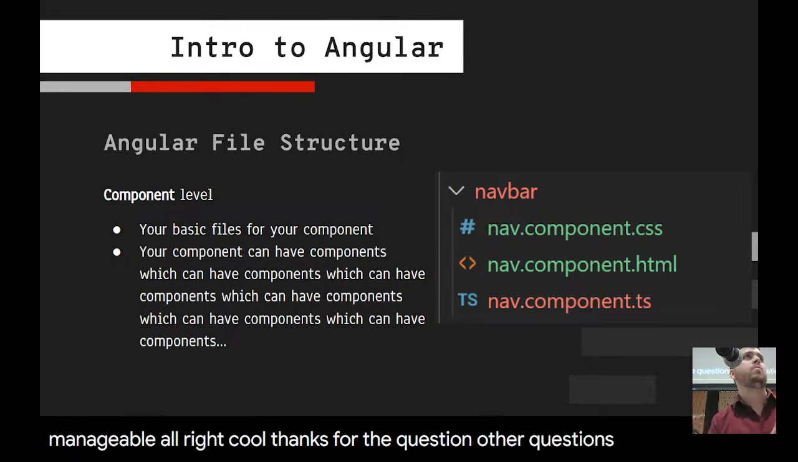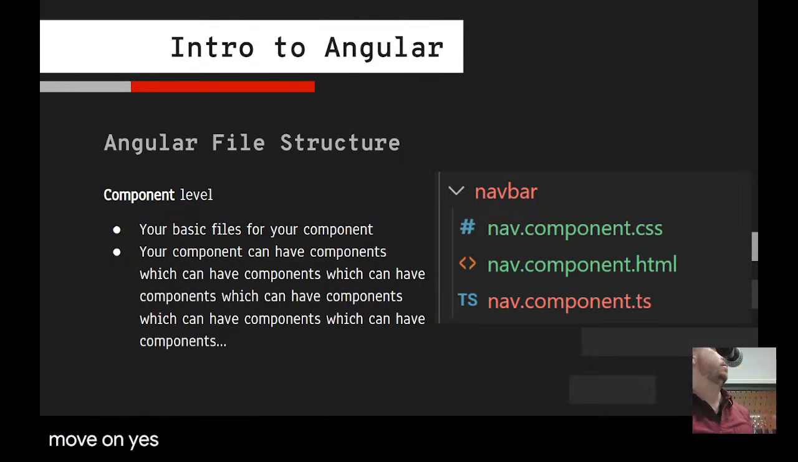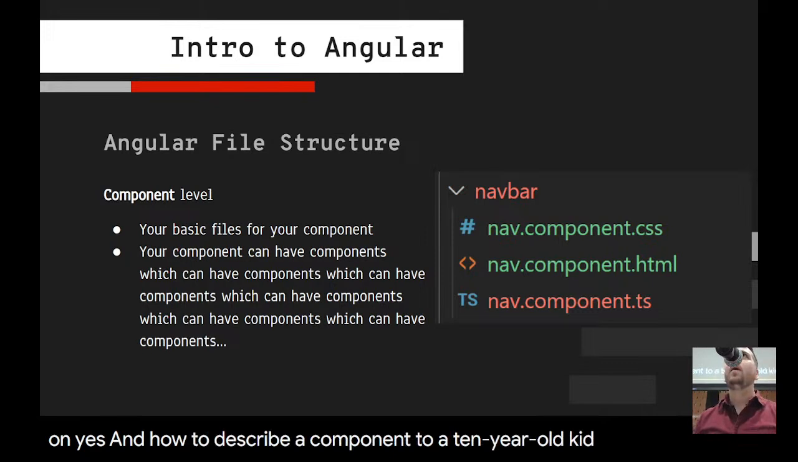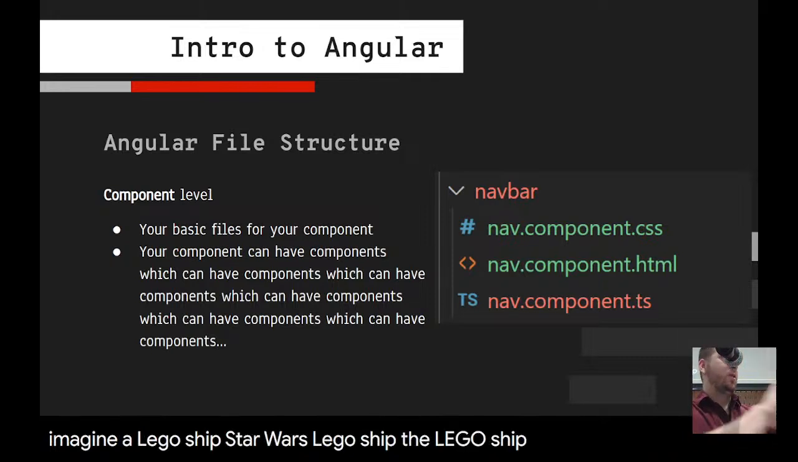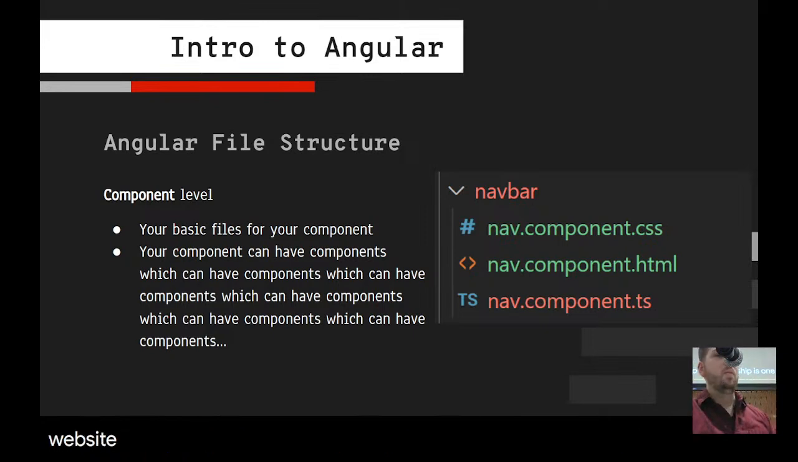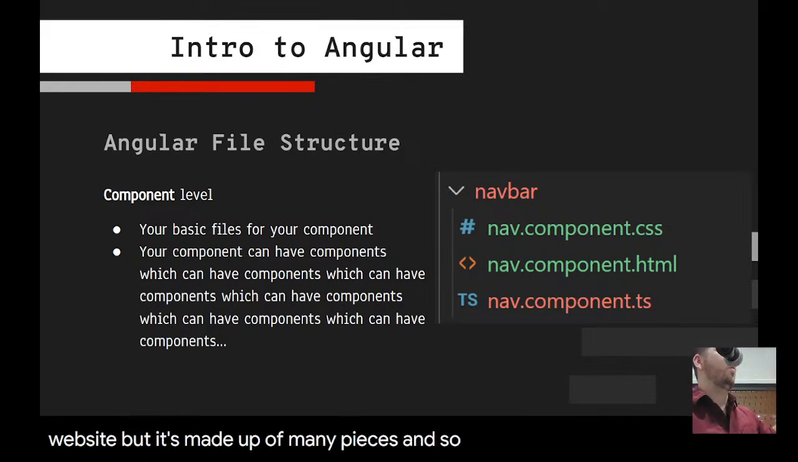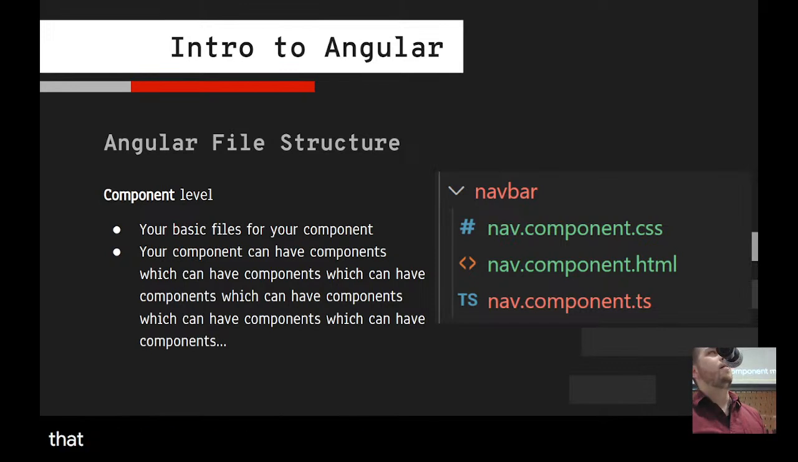Other questions before we move on? Yes? How would you describe a component to a 10-year-old kid? That's a good question. All right, so imagine a Star Wars Lego ship. The Lego ship is one thing, like a website, but it's made up of many pieces, and so a component may be a piece of that.